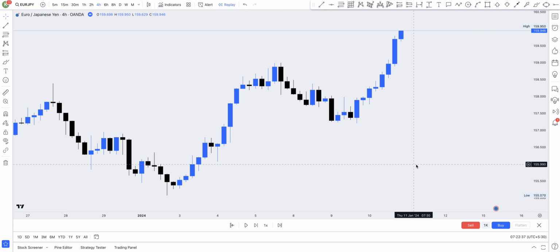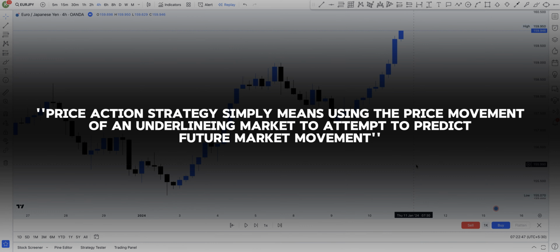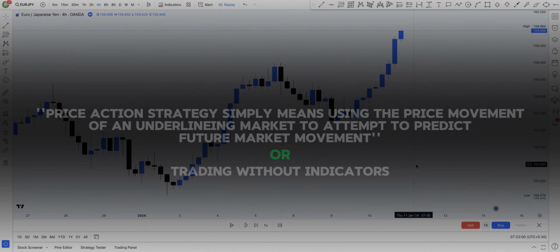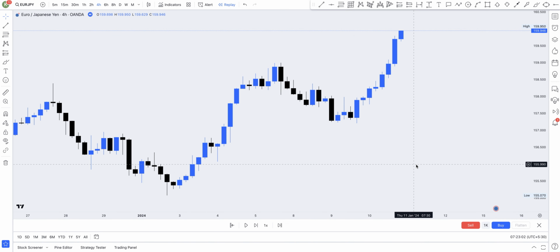Hello and welcome back. So like I said earlier, I'll teach you a 3-step price action strategy that you can use to maximize profit. Now when we say price action, what does it mean? Price action strategy simply means using the price movement of an underlying market to attempt to predict future market movement, or simply trading without indicators.